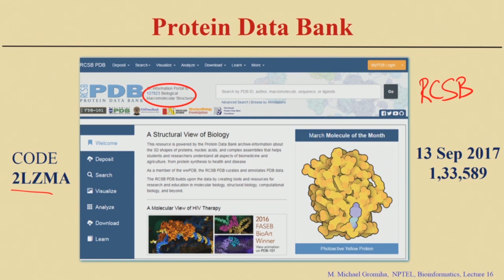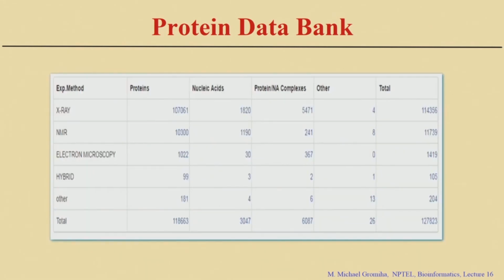If you look into the statistics of the Protein Data Bank, as I discussed earlier, X-ray crystallography is the most prominent technique to obtain the 3D structures of proteins. Among these 127,000 structures, about 114,000 are obtained from X-ray crystallography. Then NMR spectroscopy gives about 11,000 structures, followed by the other techniques. Among the different macromolecules, proteins have the highest number of structures, 118,000, and about 3,000 are nucleic acids, and the complexes about 6,000. This includes both protein-RNA and protein-DNA complexes.